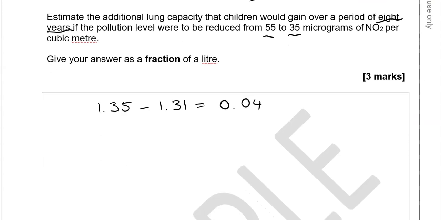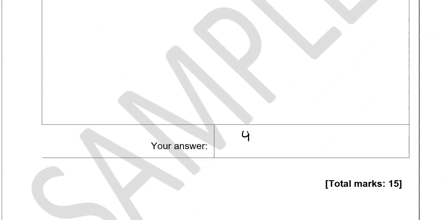.04, which is 4 out of 100. If you're confused by this, just imagine if this was money: you'd be 4 pence out of 100 there are in a pound. So 4/100 is the answer. If your estimate was slightly different, maybe 3/100 or 2/100 or 1/100 or 5/100, that should be fine.